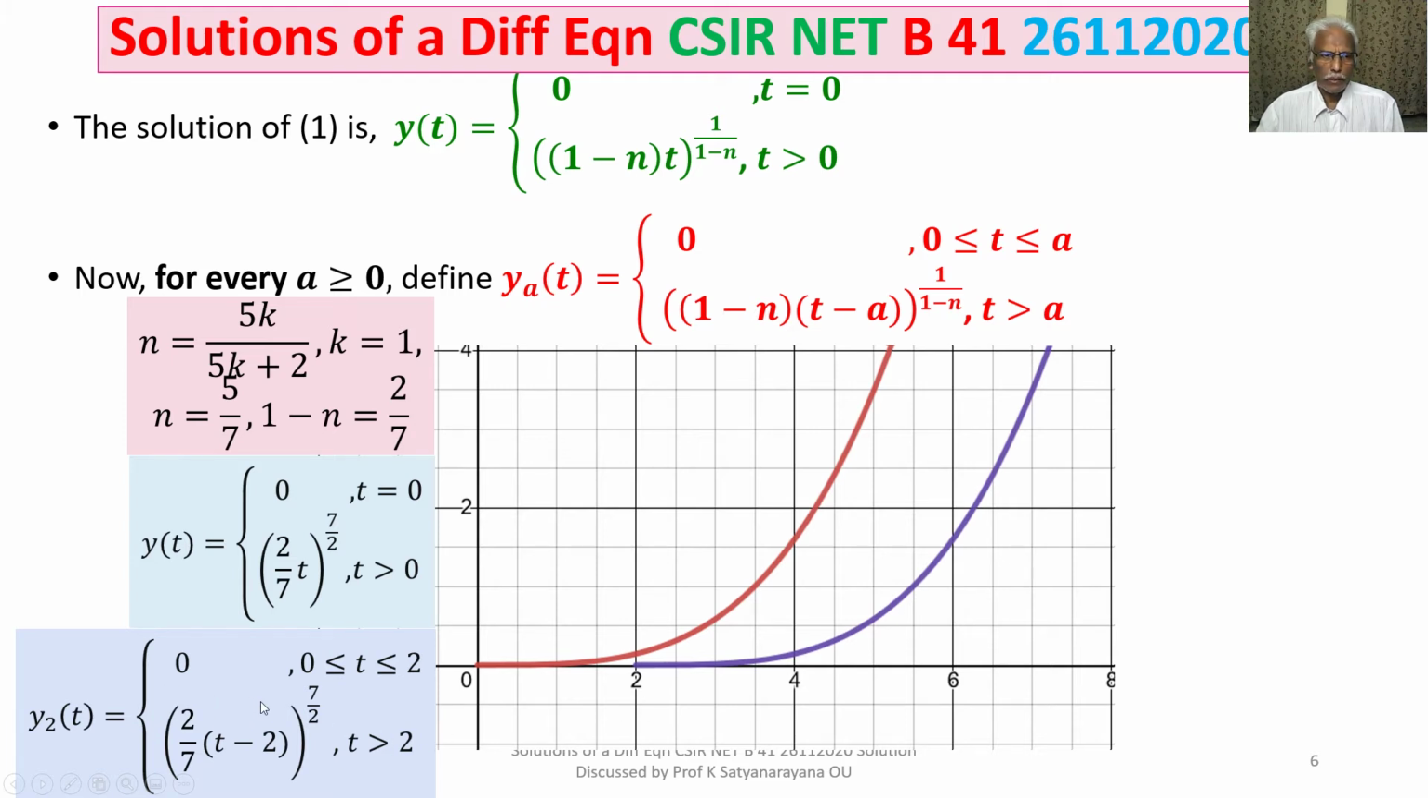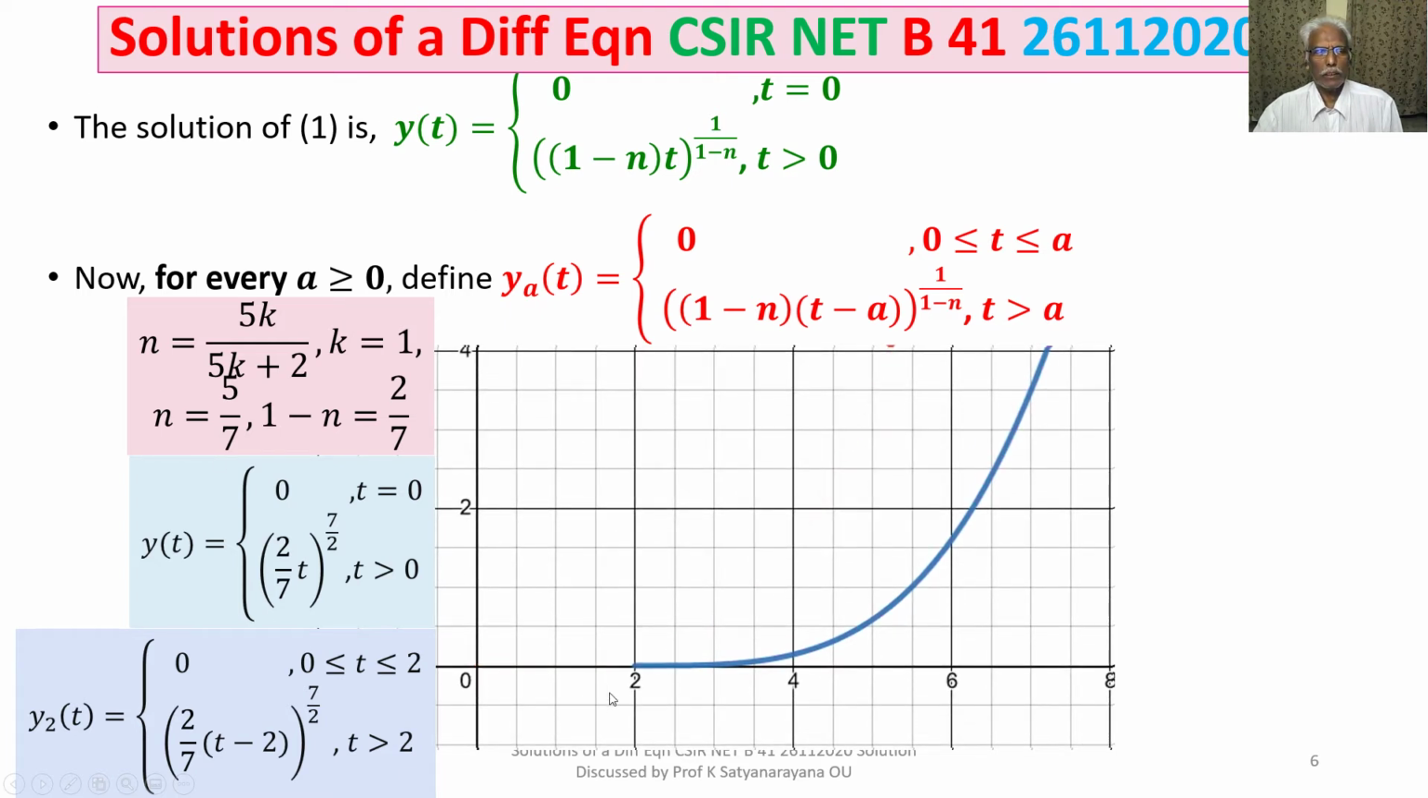This is not the curve for this. For this portion, this is the curve. Let's see what the curve is for this. So for t greater than 2, this is the curve. But when 0 is less than or equal to t less than or equal to 2, it is 0. So let's look at it, 0 to 2, that is the straight line you are going to get. So that's the red one. That is y2(t). This is, for example, where I have taken a as 2.